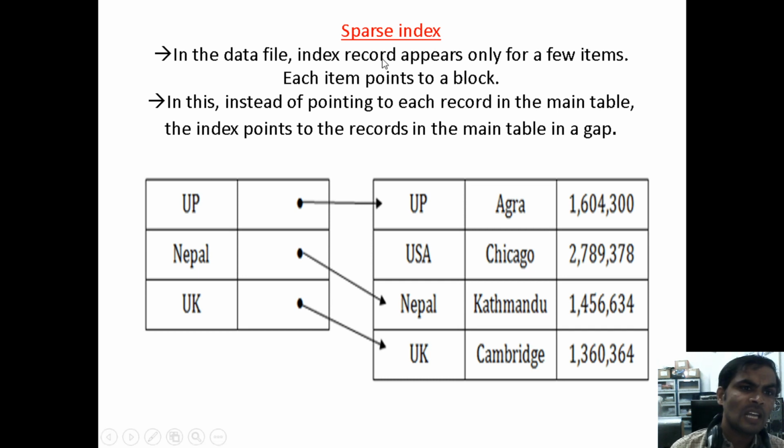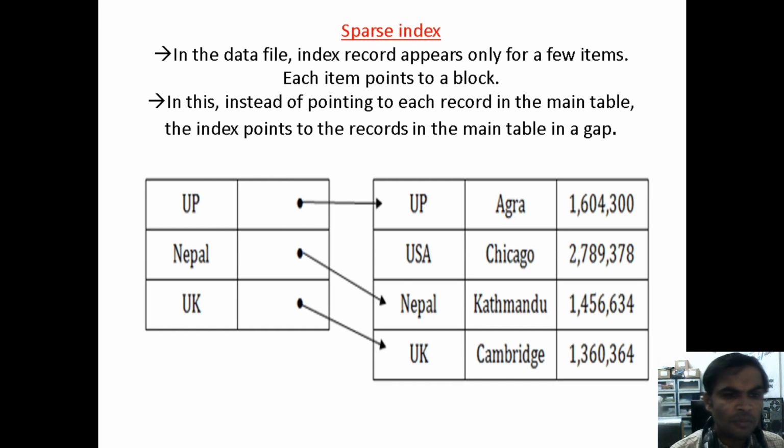Now if you look at the sparse index, in the data files the index records appear only a few times, each time pointing to a block.